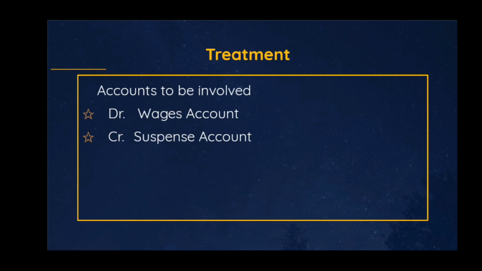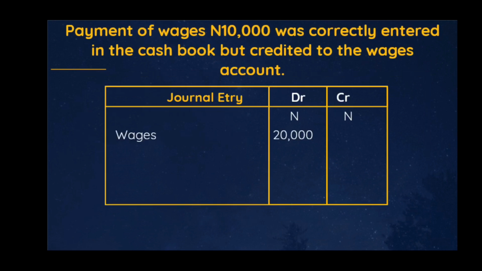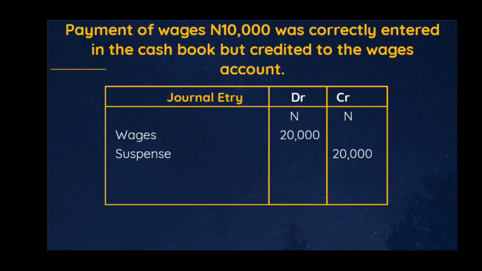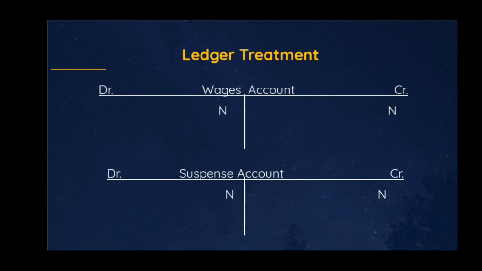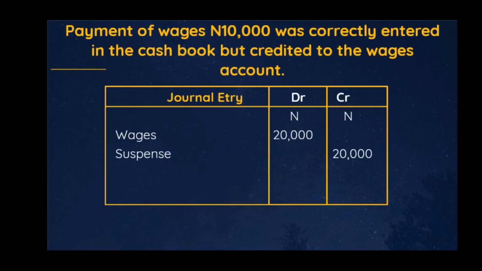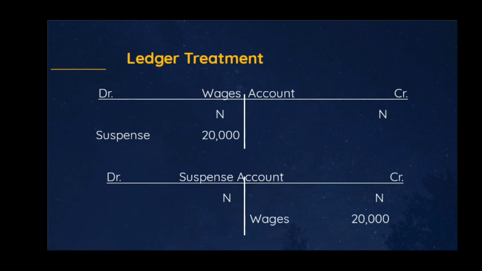So now let's look at the journal entry. We debit wages account 20,000 naira, then we credit suspense account 20,000 naira. That is the journal treatment for this type of error. So how are we going to treat it in the ledger? We prepare the ledger for wages account, then the ledger for suspense account. We debit wages account 20,000 naira, and credit suspense account 20,000 naira. So we go to the wages account, debit it 20,000 naira, we go to the suspense account, we credit it 20,000 naira. That is how to correct this type of error.